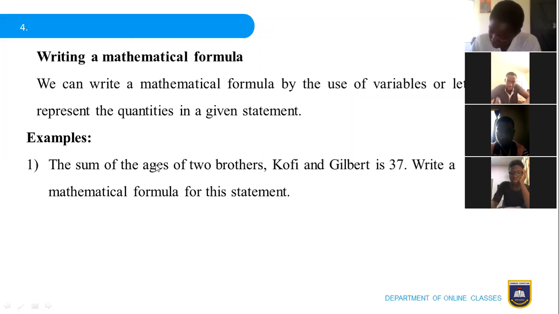Fumado, what do you think about this? Unmute and speak. Yes. What do you do? How do you solve this kind of problems? How do you derive your mathematical formula from this statement?